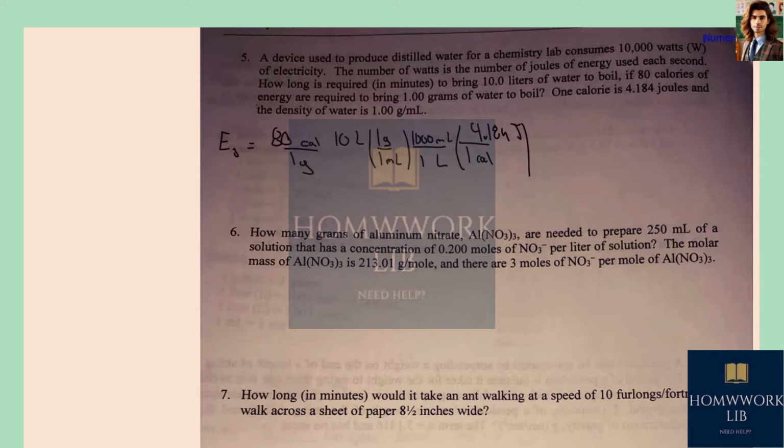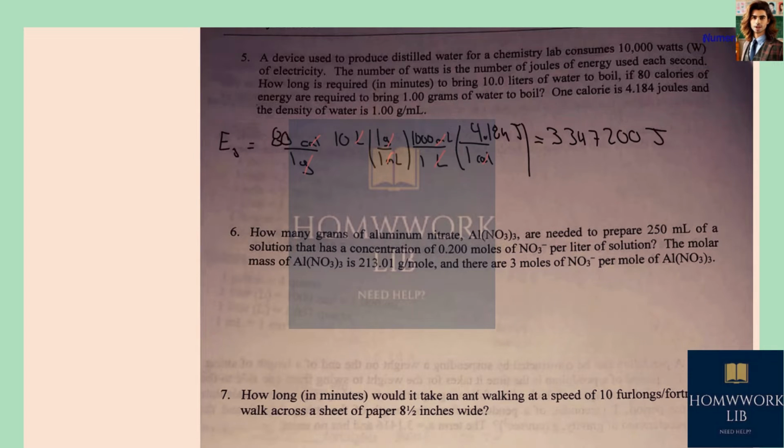Now, here we can cancel out the different units that we have, calories with calories, milliliters with milliliters, liters and liters, and after applying this multiplication, you are going to notice that the result is going to be in joules. So, in this case, we're going to get 80 times 10 times 1000 times 4.184 joules. And the result is going to be equal to 3,347,200 joules of energy are required to boil 10 liters of water.